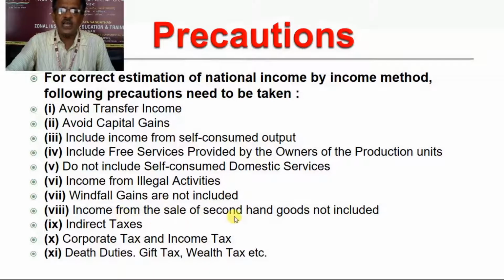Income from the sale of second-hand goods is not included because the value of second-hand goods has already been included when they were produced and sold in the year in which they were produced.